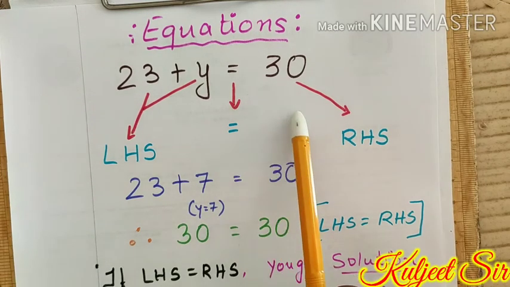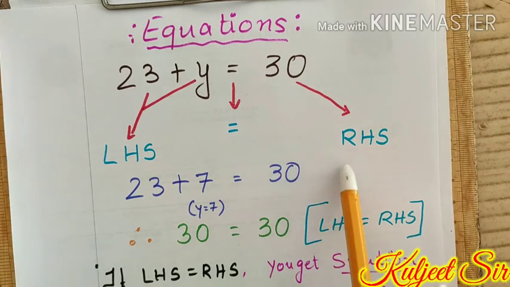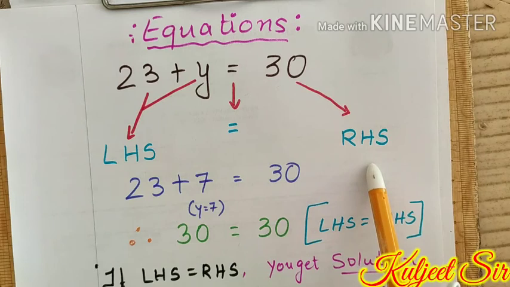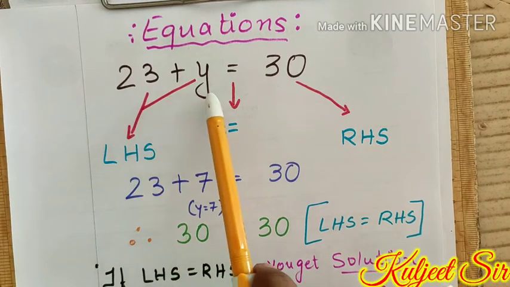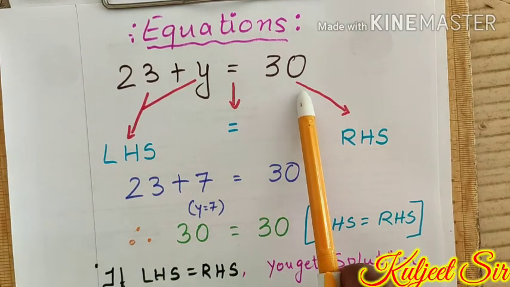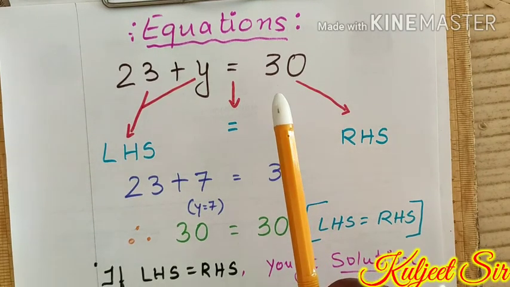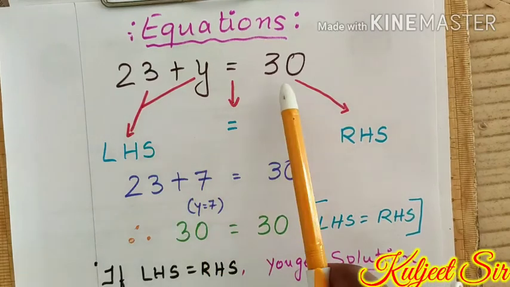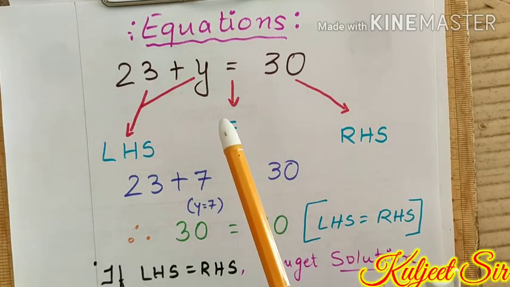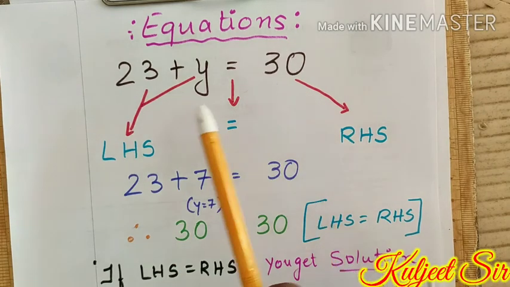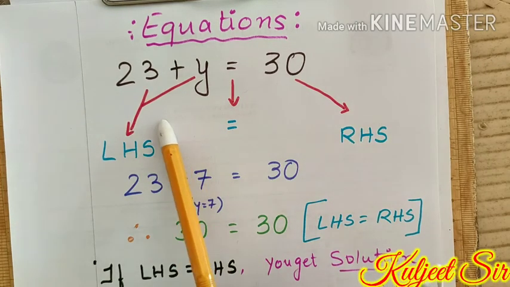And what is the outcome? What is the result? It is on the right hand side. We have 30 on the right hand side. I repeat, 23 plus y is equal to 30 is our algebraic statement which is put into the form of an equation. So this entire thing becomes an equation. Equations you will be having in your science also, where you will have a left hand side and a right hand side. And similarly we have it over here as well.